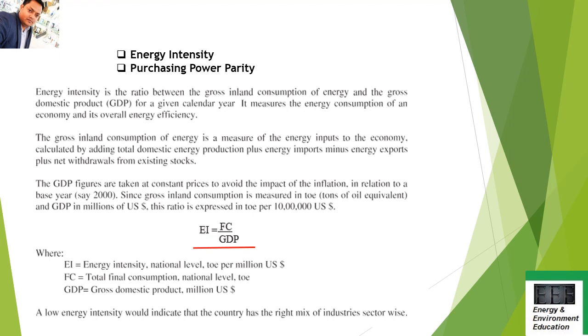As far as energy intensity is concerned, it is a ratio between the gross inland consumption of energy and the gross domestic product, that is GDP. The formula is EI equals FC by GDP. This is an important formula that you should remember, where EI is energy intensity, FC is the total final consumption, and GDP is gross domestic product. They may give you these figures, and you only need to calculate the energy intensity. This formula is very important to understand and remember, friends. This is the only formula. Basically, you may be asked questions from this part of the chapter.